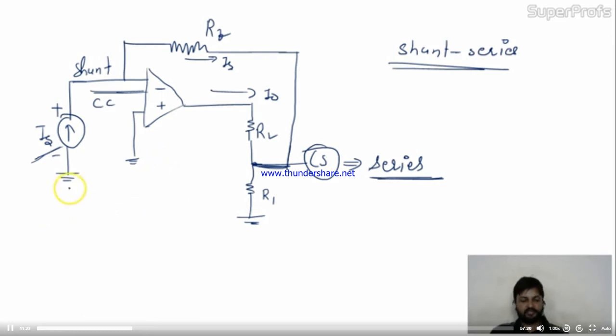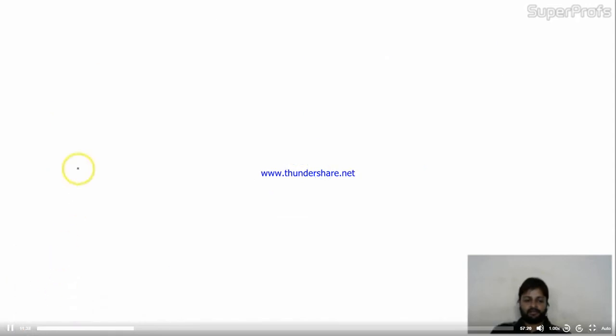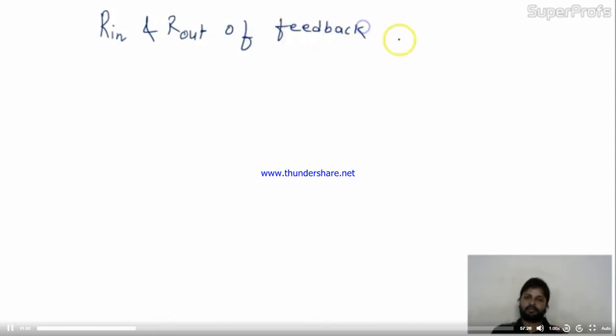So I hope now it's easy for you to identify which type of topology is there in the system. Now in the next part we'll see the effect of feedback on the gain. I can say we'll see Rin and Rout of the feedback amplifier. Okay friends. So we have 4 types of feedback amplifiers.